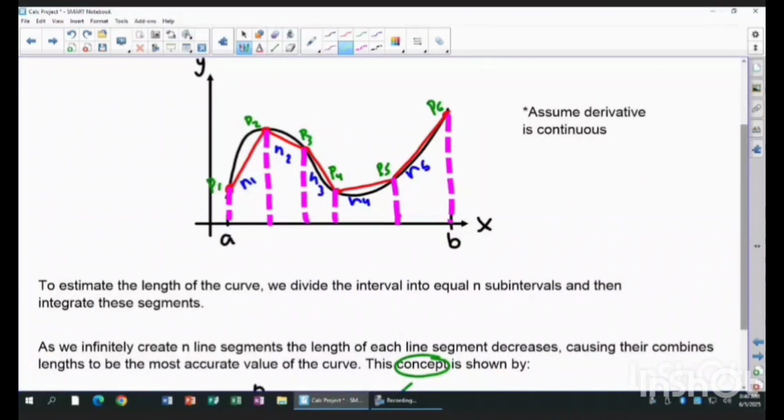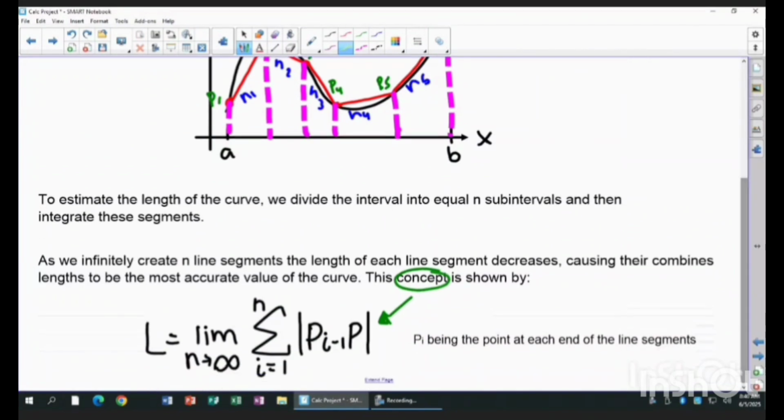This concept is very similar to finding the area of a solid or the volume of a solid by stacking up disks or washers an infinite amount until it's a solid shape and you find the volume, or by the area creating trapezoids. In this case, we're just creating line segments. This concept is shown by L equals the limit as n approaches infinity, the sum from 1 to n, the absolute value of P sub i minus 1 P sub i, and P sub i is the point at each end of the line segments.